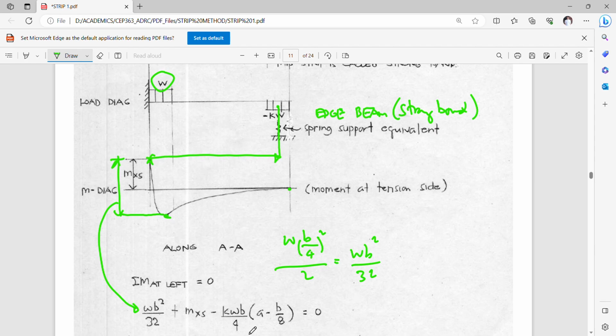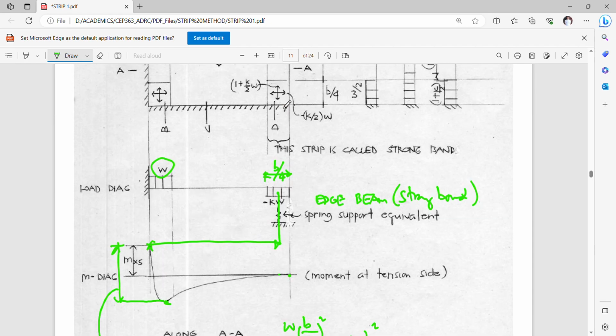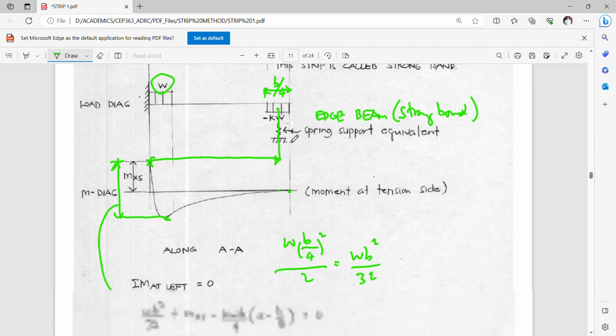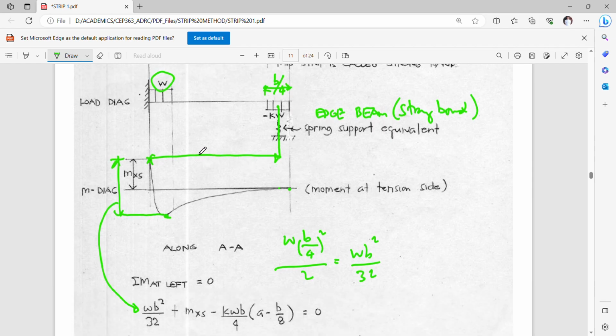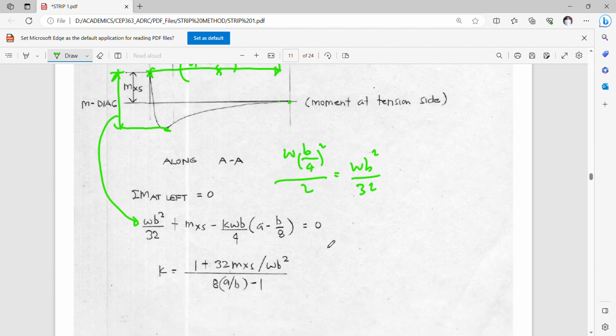Okay, so this is kwb over 4, just like the kw is b over 4, okay, times the moment arm, which is a minus b over 4 over 2 is b over. So this is now the summation of moment.